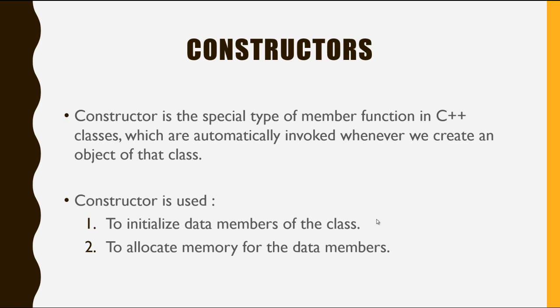We know in a class we have two types of members. They are data members and member functions. So, a constructor is also a type of member function. They are automatically invoked whenever we create an object of that class. A constructor is used to initialize data members of the class and also to allocate memory for data members.